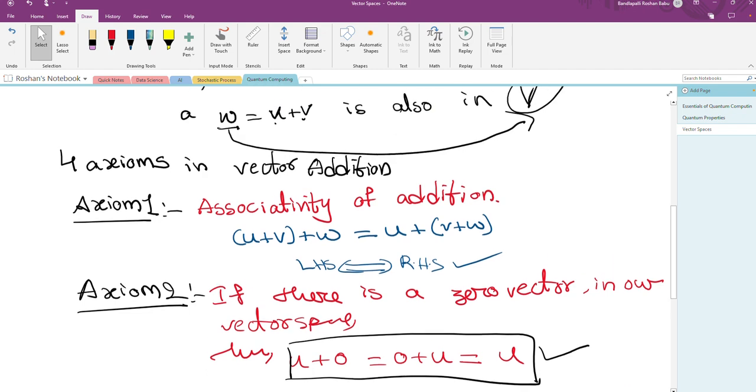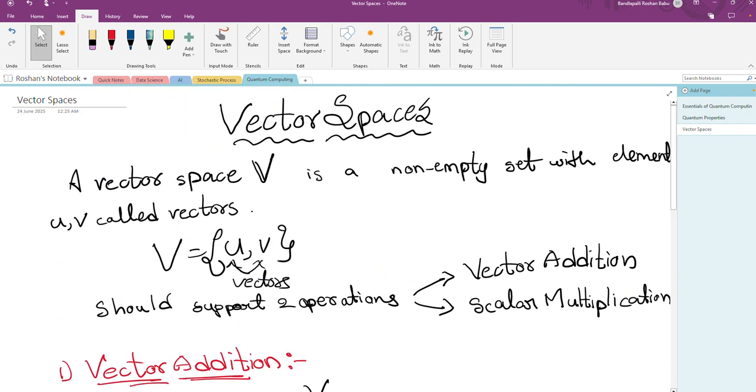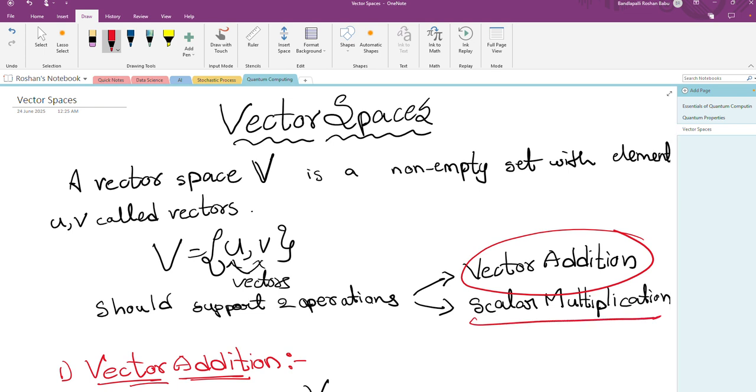I don't want to brush up everything in a single video, it will make you confused. So we have finished the vector addition. In the next video we'll look into scalar multiplication and what properties scalar multiplication holds.